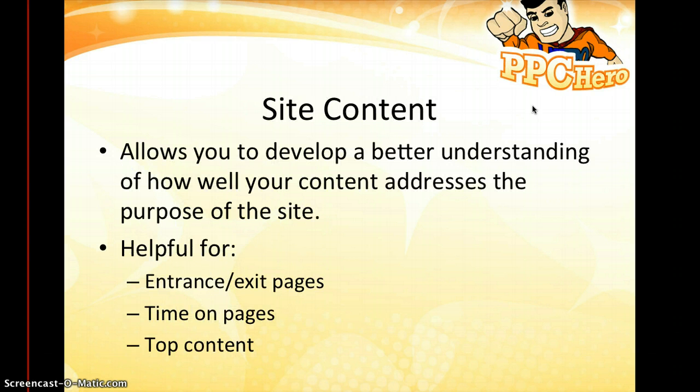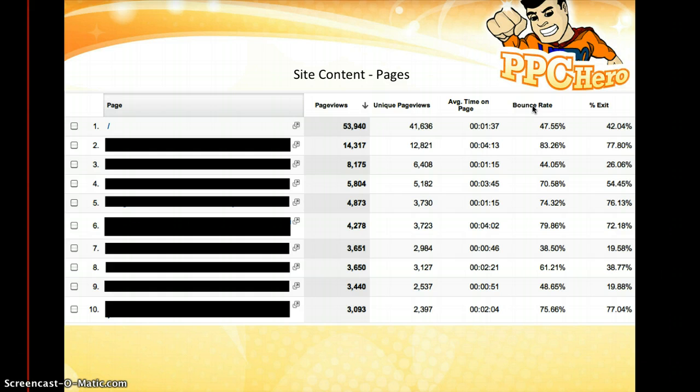If we click the Site Content tab in Analytics, what we can use this for is to develop a better understanding of how well our content addresses the purpose of the site. So we'll have a look at the entrance and exit pages, the time on each page, and what the top content is on your site. If you click the Site Content Pages button, then here we have a table taken from that, and you can see I've sorted here by page views, and it gives you a little overview of how the pages on your site are performing. So we can see by page what's the most popular, how long people spend on each page, and what the bounce rate and exit rate are.